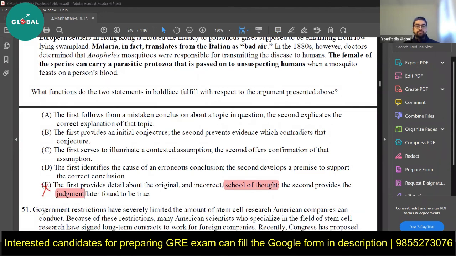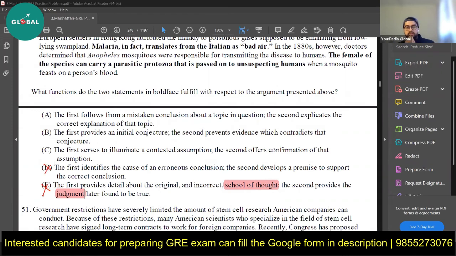Now come to D. The first identifies the cause of an erroneous conclusion. Is the first a cause? No, it's not the cause. It's just an addition of information. So the first piece of information is incorrect. No need to go for the second one. So again, this is incorrect.